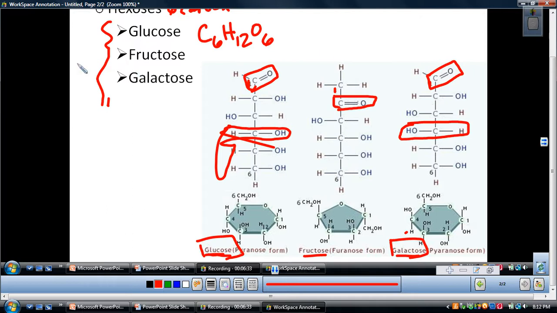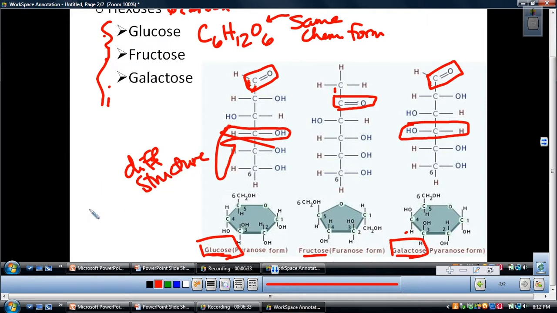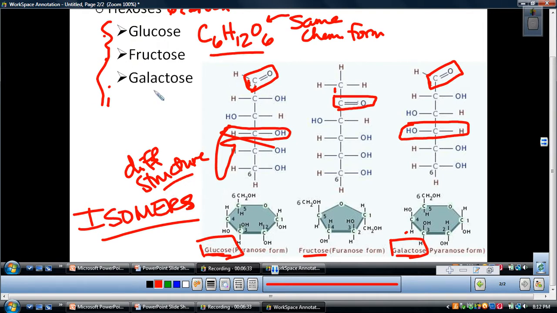Okay, so let's go back and revisit what we just said. Glucose, fructose, and galactose have the same chemical formula, but they have a different structural arrangement. There's a vocabulary term for this: these are known as isomers of each other. In chemistry, an isomer is anything that has the same chemical formula but a different structural arrangement, and that's what you see in this case.